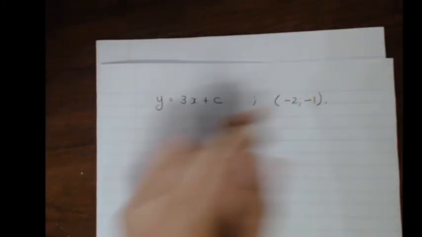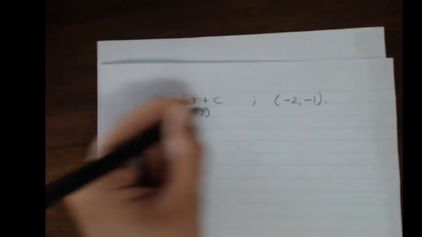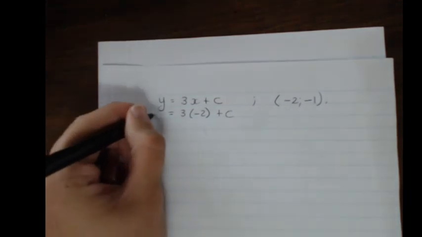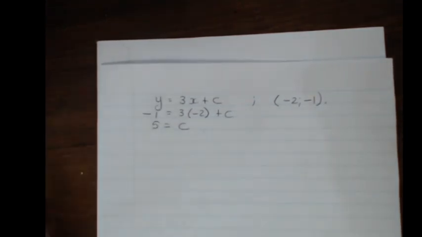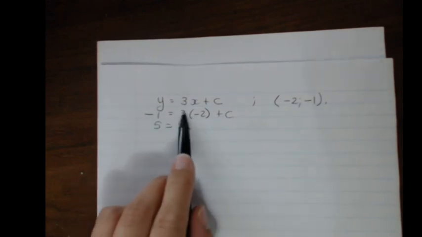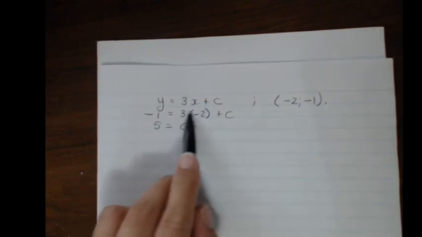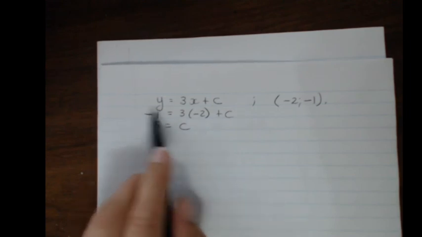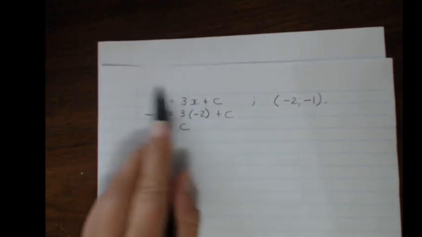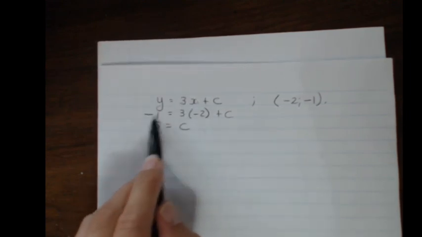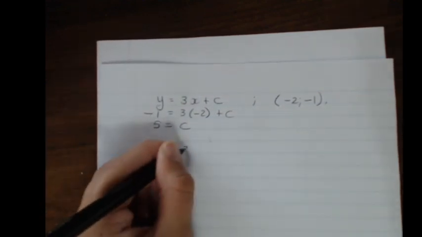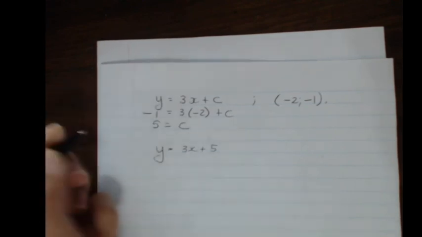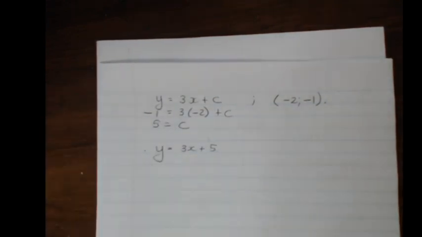And I can just substitute this point here. X is -2, the y is -1, and then the c is 5. If I simplify this, 3 times -2 is -6. Add the 6 on the other side. -6 becomes +6. 6 minus 1, 5. Okay, c is 5. So y is equal to 3x plus 5 is the equation of my tangent.